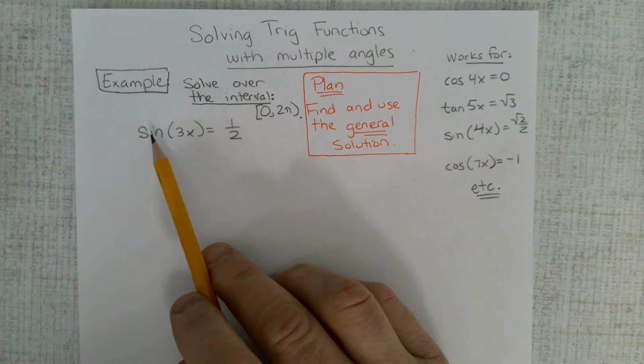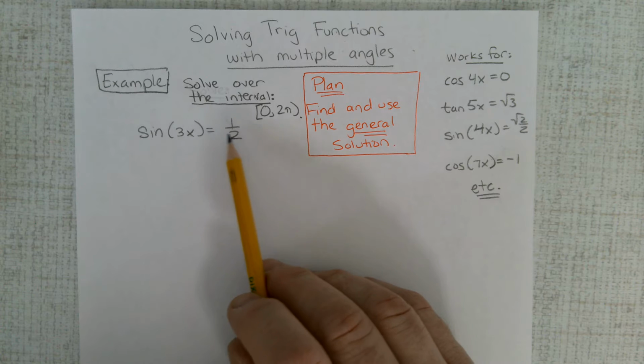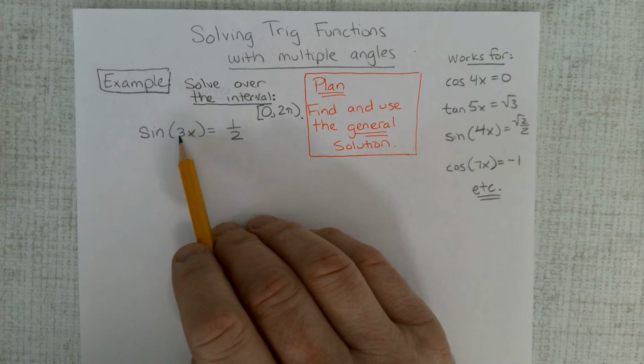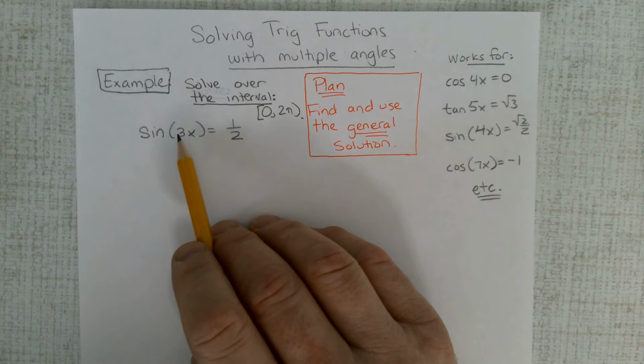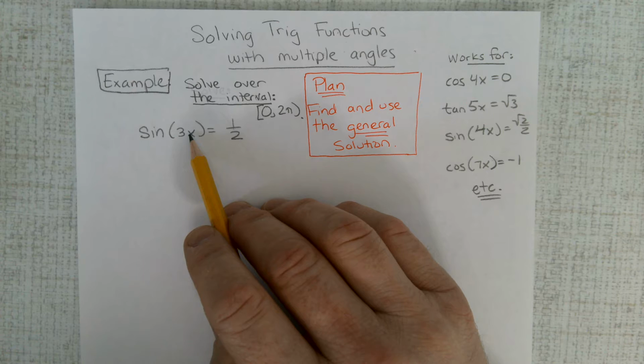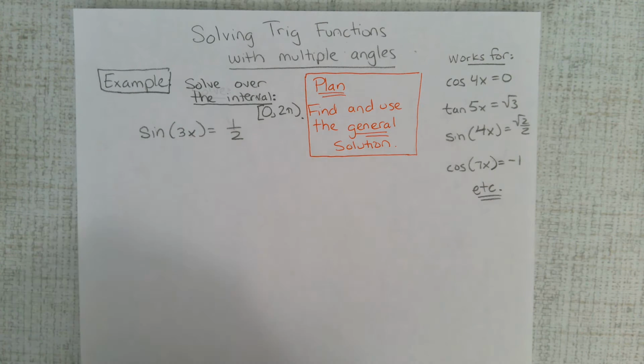I wanted to give you a video help here for what we're going to do when we have problems that look like this: sine of 3x is equal to a half. Well, we don't have a formula for sine of 3x. We have a double angle formula, but not a triple angle formula. There is a triple angle formula out there, but it's pretty complicated, so it's going to be easier to work manually.